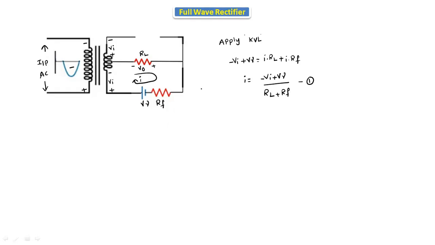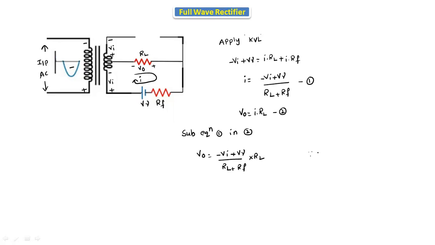Now the voltage across RL, V0, is equal to I into RL. This is equation number 2. The next step is to substitute equation number 1 in equation number 2. In place of I, we substitute this equation, where we will get V0 equal to minus VI plus V gamma divided by RL plus RF, into RL.